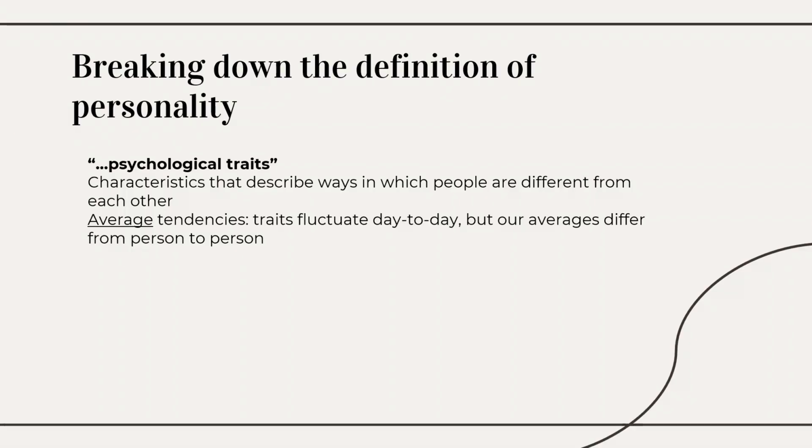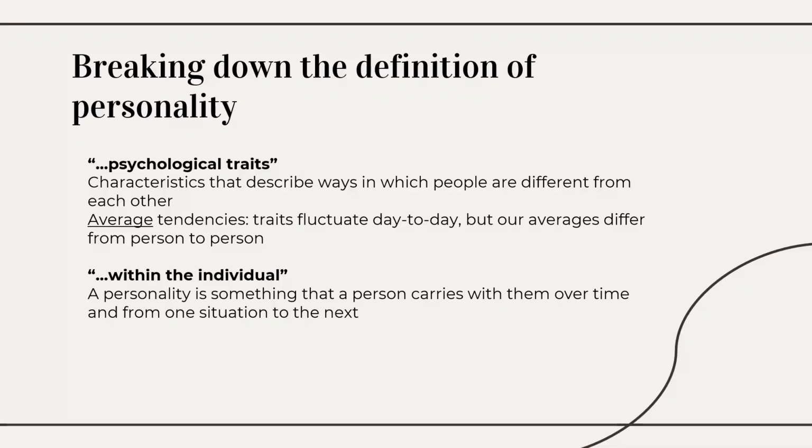First, the definition mentions psychological traits. Traits are characteristics that describe ways people differ from one another. An important point is that traits are about average tendencies, not permanent fixed states. For example, someone who's generally outgoing may still have quiet days, and someone who's usually calm can still become stressed. So traits fluctuate from moment to moment, but across time we tend to show consistent patterns.